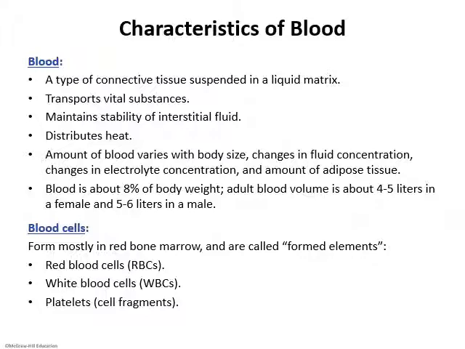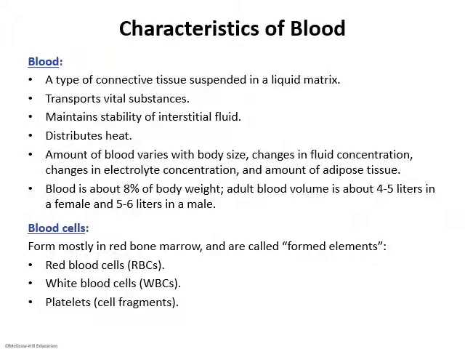And the amount of blood is going to vary based on a person's body size, their changes in fluid concentration, changes in electrolyte concentrations, and the amount of adipose tissue. All of those are going to affect just how much blood a person has. Blood does make up about 8% of our body weight. For adults, that's about 4 to 5 liters in a female and 5 to 6 liters in a male.